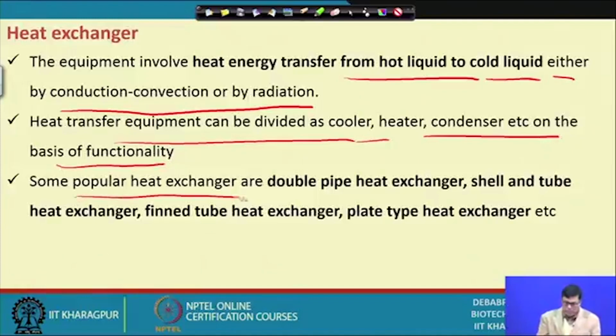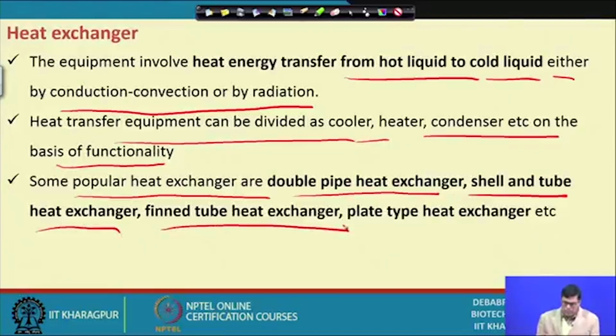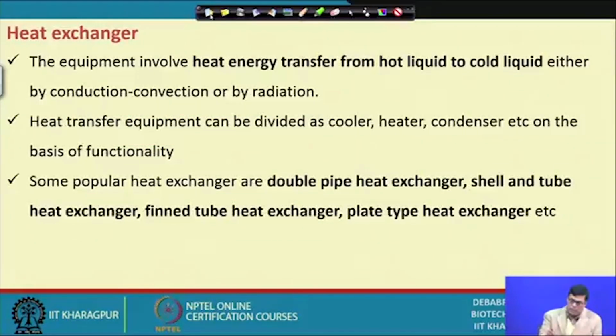Some popular heat exchangers are the double pipe heat exchanger, because I work in the biochemical industry, we use the double pipe heat exchanger. Shell and tube heat exchangers are mostly used in different industries. Thin tube heat exchangers are also used by industry. Plate and frame heat exchangers are largely used in the fermentation industries.